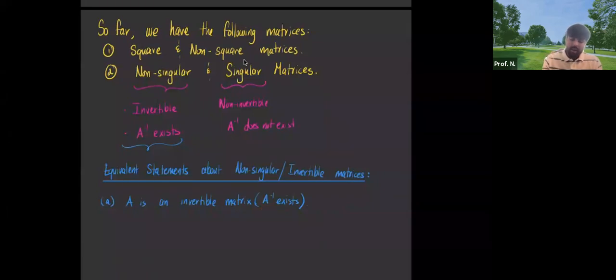So does anybody know another statement associated with invertibility?